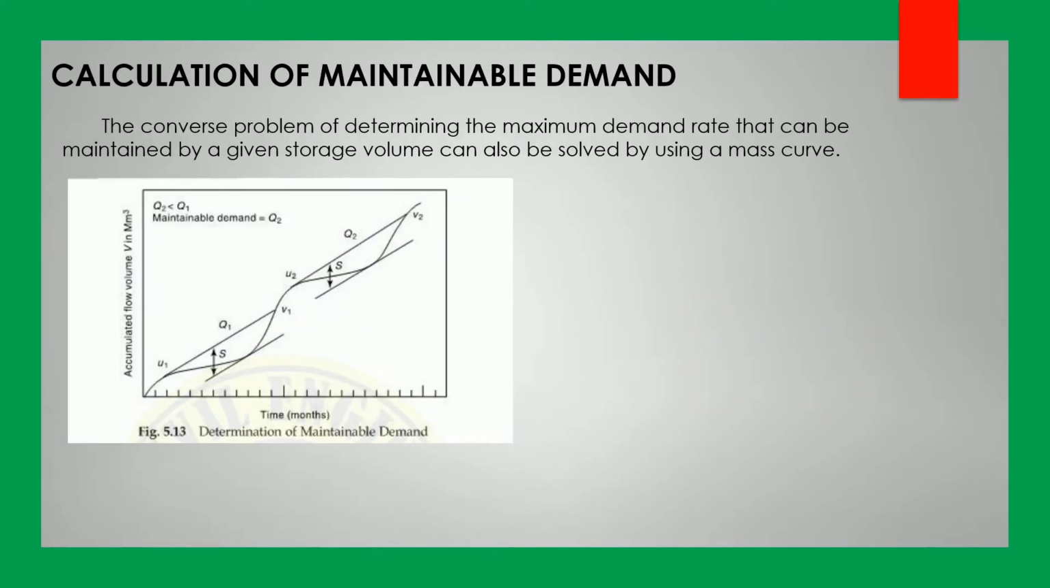Next is the calculation of maintainable demand. The converse problem of determining the maximum demand rate that can be maintained by a given storage volume can also be solved by using a mass curve. This is similar to the flow mass curve. This is the determination of maintainable demand. The V sub 1 and V sub 2 represent the water wasted over the spillway.